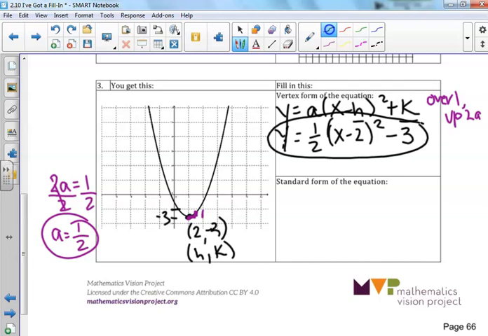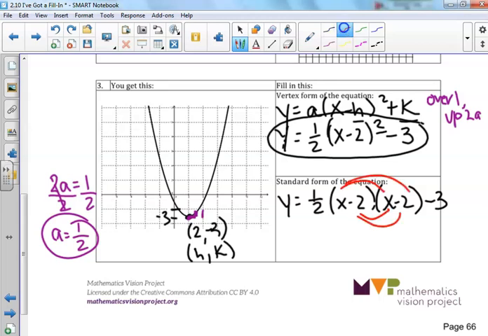To get standard form, we're going to take vertex form and just FOIL that out, or distribute that out. So (x − 2)(x − 2) − 3, because recall that a quantity squared means you're writing the quantity twice. So let's distribute our binomials. We're going to get 1/2 times (x² − 4x + 4) − 3 on the end.